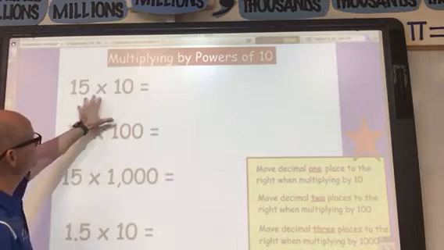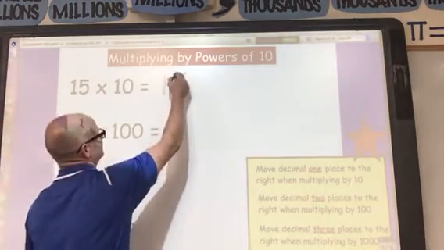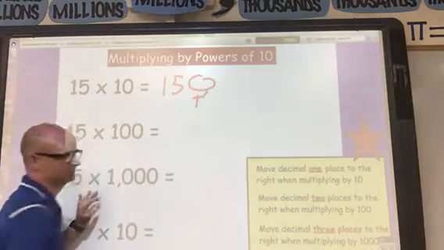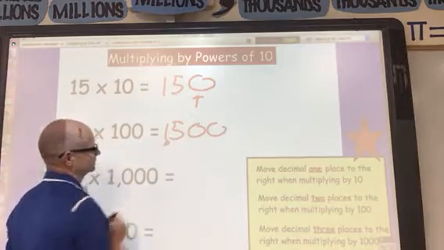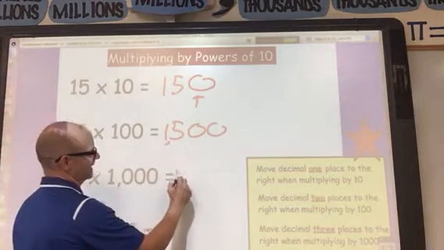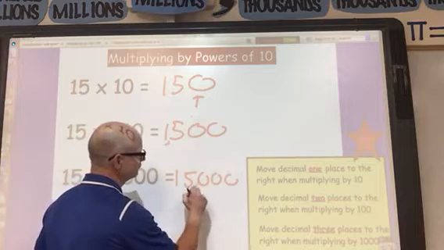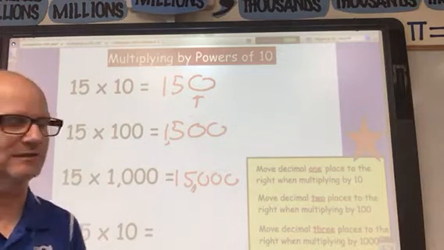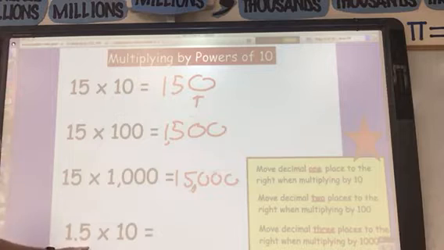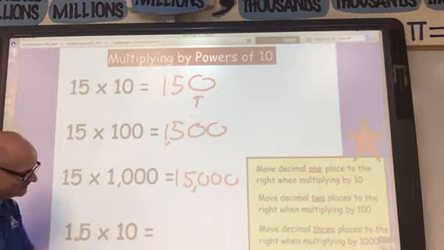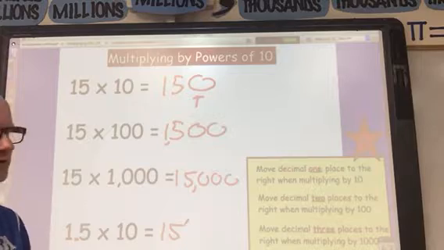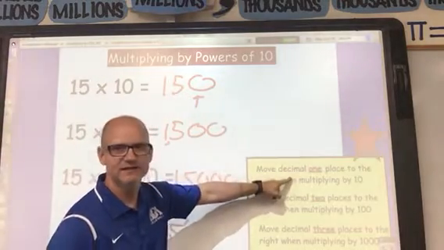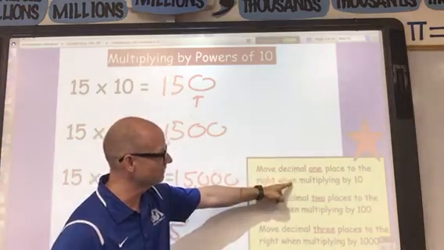A lot of students think that when they multiply by 10, they're adding just a 0. They think when they multiply by 100, they're adding 2 zeros, and when they multiply by 1,000, they're adding 3 zeros. But that's not explained correctly. Look, if I have 1.5 times 10, it's really just 15. It's not that I added a 0. What's really happening is when you multiply by 10, you move the decimal 1 place to the right.